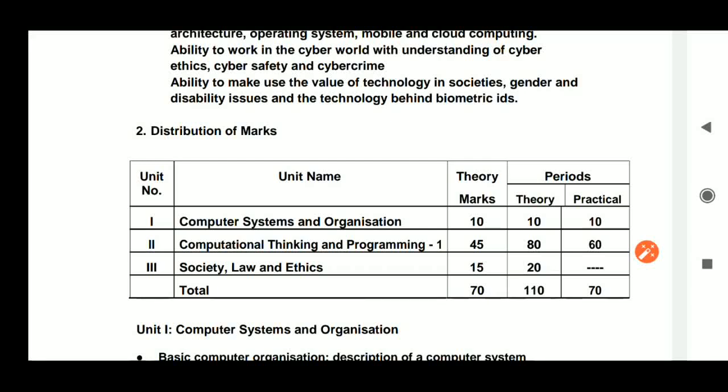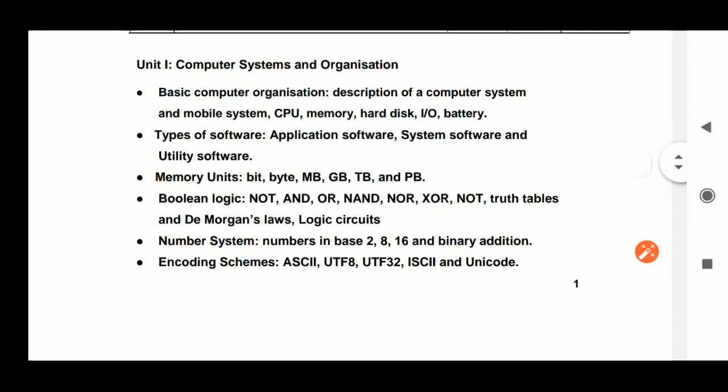First one is computer system and organization. We have 70 marks theory and 30 marks practical. So computer system and organization, it will carry 10 marks. So what are the topics that will be discussed in this unit? This is basically the computer hardware and software parts will be discussed. Like basic computer organization, description of a computer system and mobile system. So mobile system architecture also will be discussed.